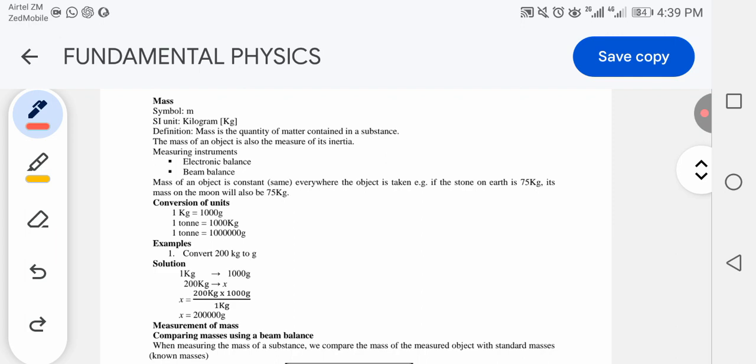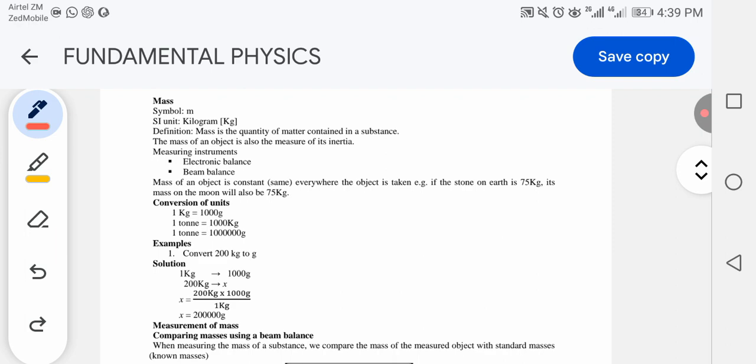Examples of measuring instruments which are used to measure mass are the electric beam balance and the electronic beam balance.